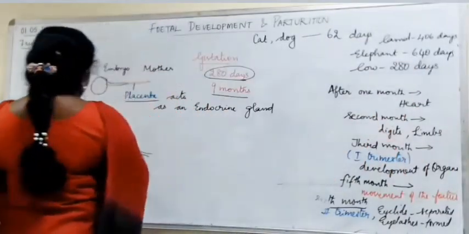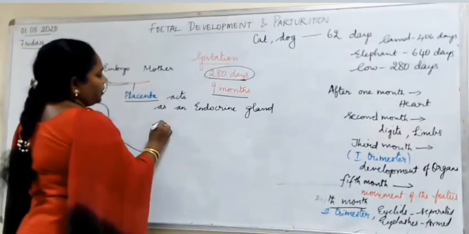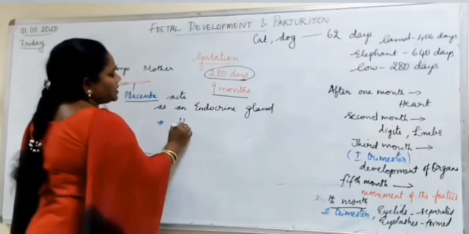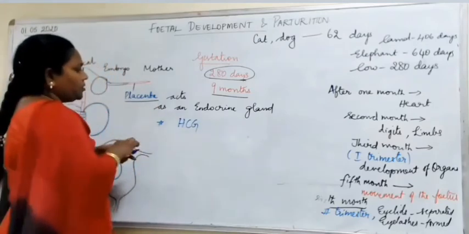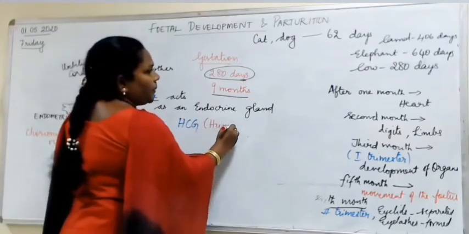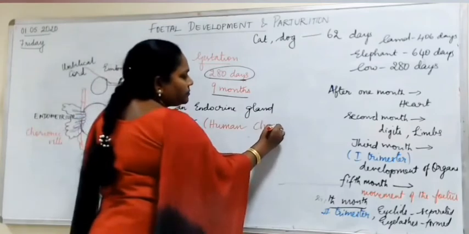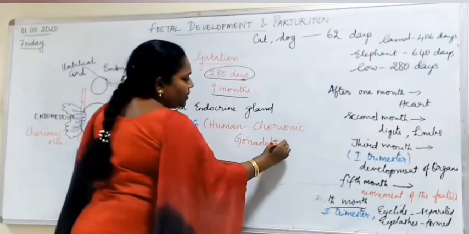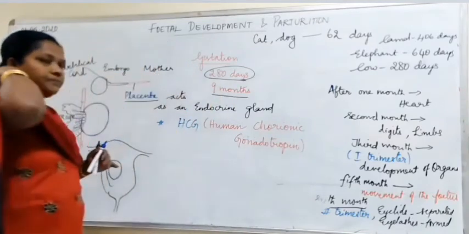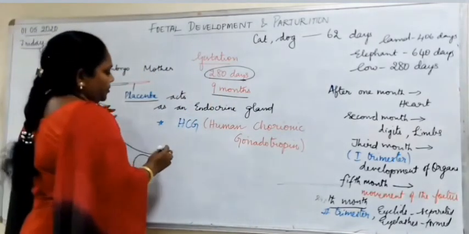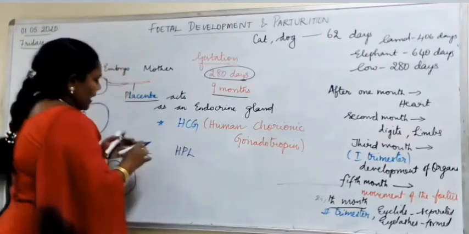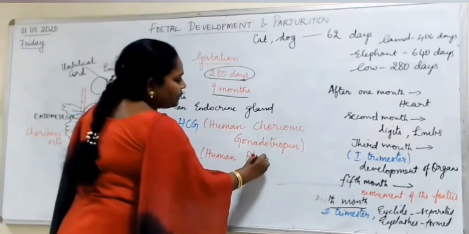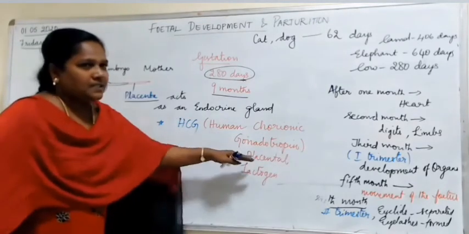What are the hormones secreted by the placenta? First one, when you talk about the secretion of placenta, you call that HCG. What is this HCG? Human chorionic gonadotropin. Okay, there is another hormone produced, human placental lactogen. What is it called? Human placental lactogen.